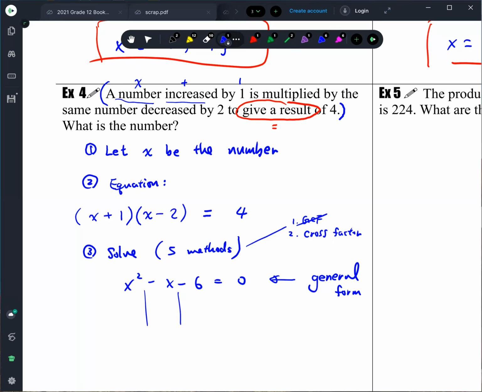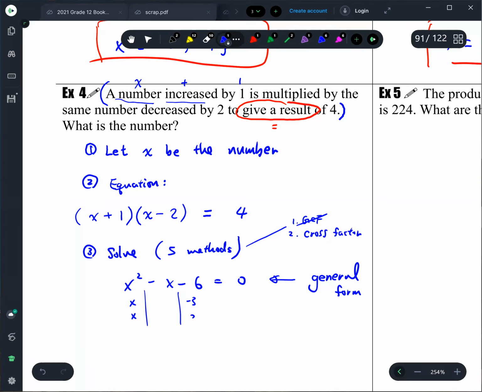I think I got it. So two x's on the one side, and then the other side it will be negative 3 and 2. Okay, so how do we write the brackets? So if we try to write the brackets, it will be x minus 3, and then the other side will be x plus 2. I'm not sure if this is correct or not. Correct. Equals to 0. Yeah, equals to 0.